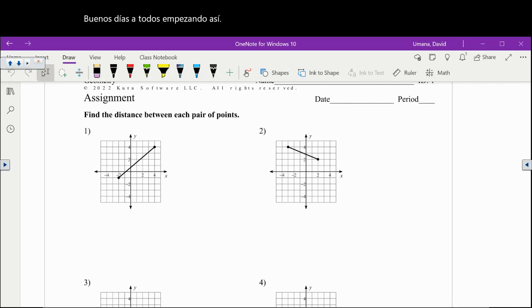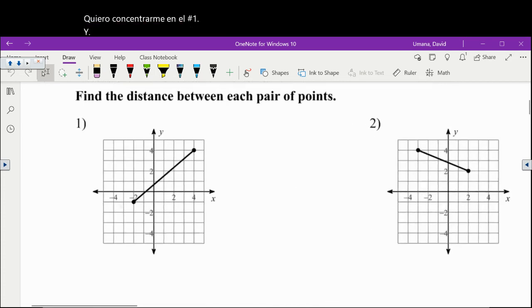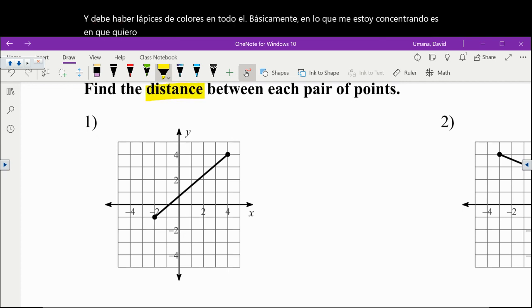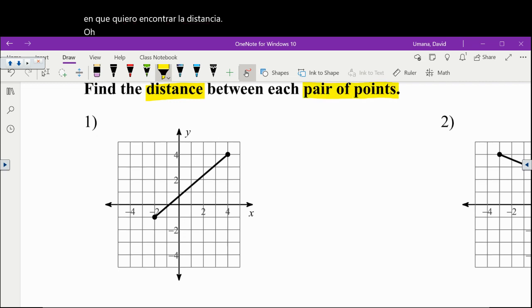I want to concentrate on number 1, and I want to concentrate on these instructions. And there should be color pencils throughout. But basically what I'm concentrating on is I want to find the distance for the pair of points. So I'm looking at the distance from here to here.